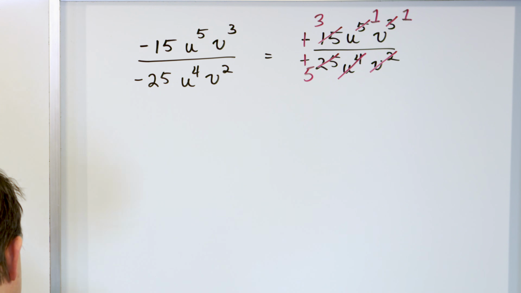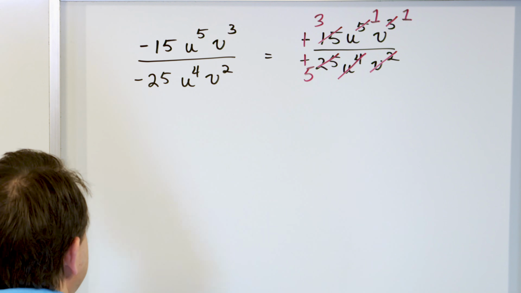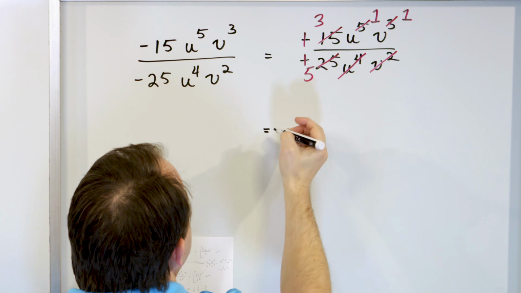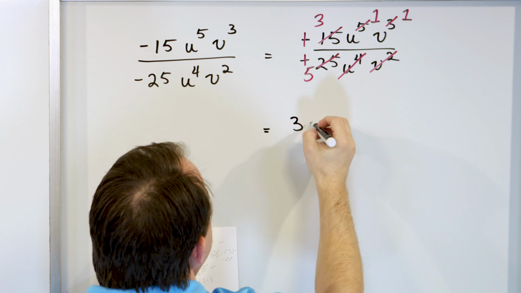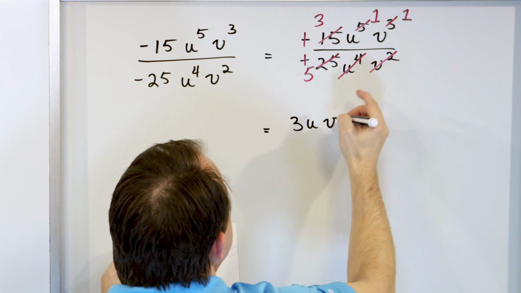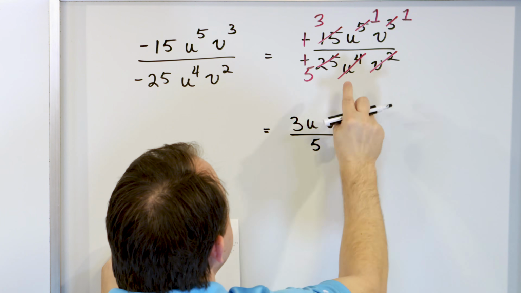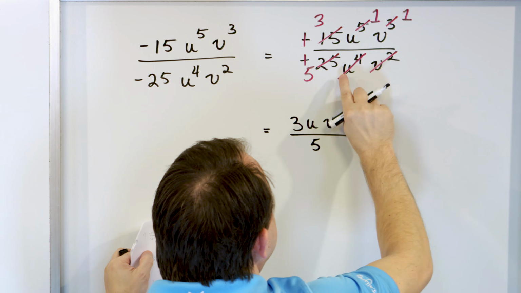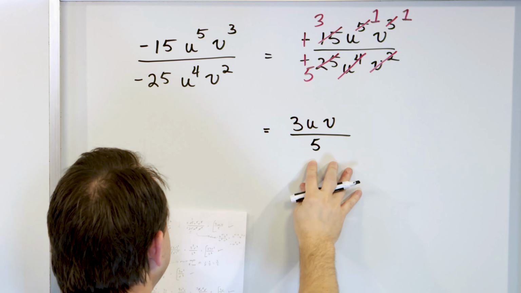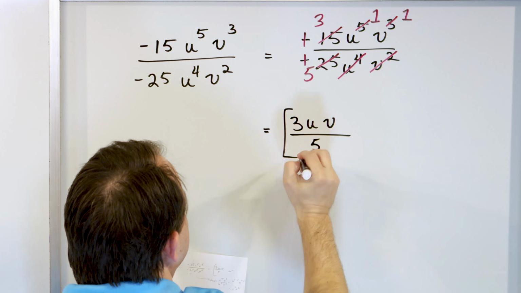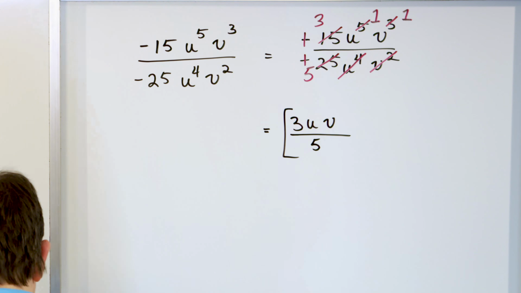All right? So then what we're going to have for our final answer is positive 3u to the 1st power, v to the 1st power. On the bottom, we will have 5, but notice we struck through all of this. It's totally gone, so there's nothing else left except for the 5 on the bottom. So we have that as our final answer.